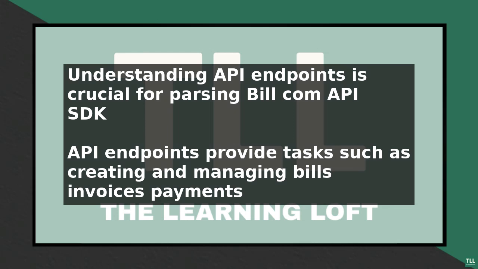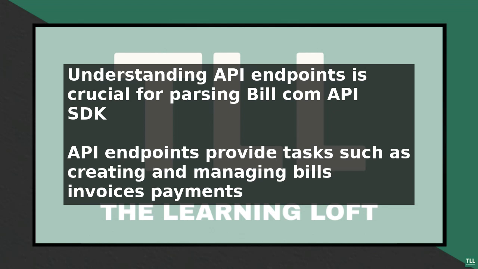Step 2: Setting up API credentials. To use the Bill.com API, you need to set up your API credentials. This includes obtaining an API key and setting up authentication. You can find instructions on how to do this in the Bill.com API documentation.